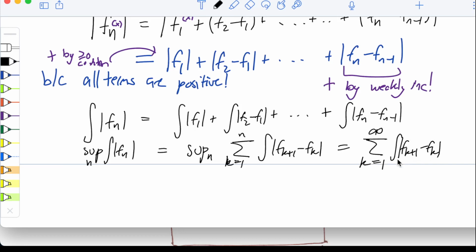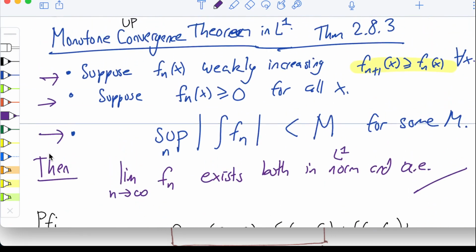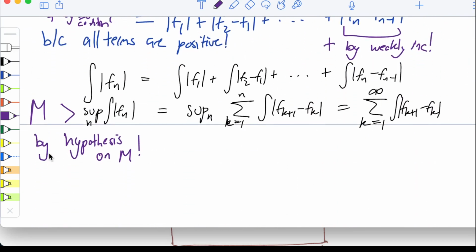So the biggest possible, if you're adding up more and more, you might as well add up infinitely many of them. And we were told in the hypothesis of the problem, the sup of this stuff is less than m. So m is bigger than this by hypothesis on m. That was given as bullet point number 3. The sup of the fn's is less than m. Okay. So what we've shown is that the integrals of the absolute values of the differences is finite.